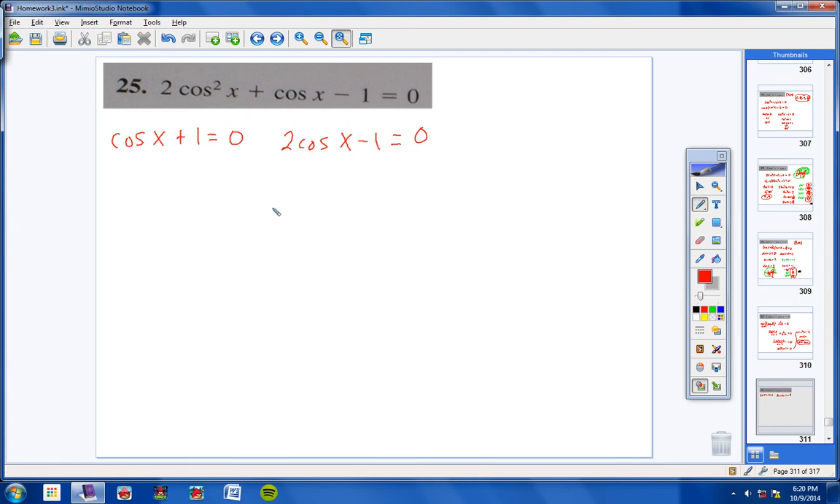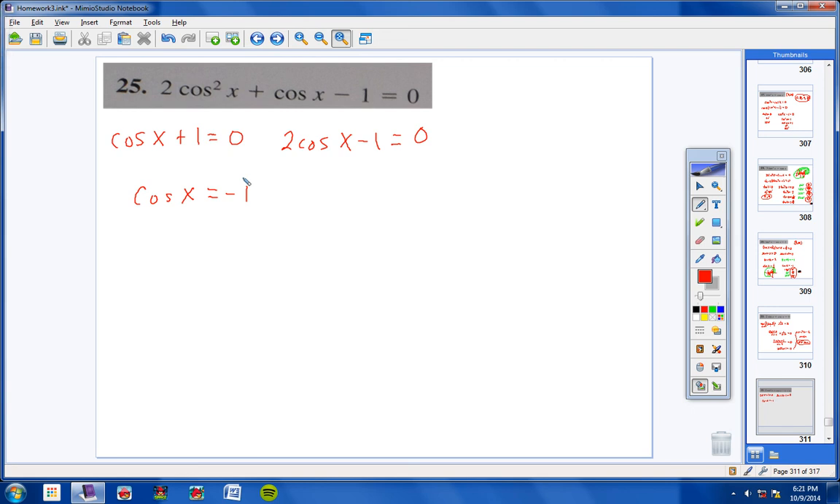Let's start with our first equation over here to the left. Cosine of x plus 1 equals 0. So I would have cosine of x equals -1. Let's grab the calculator real quick here. And I think we've done these before. If I could find those real quick, I'll just go ahead and type it in.